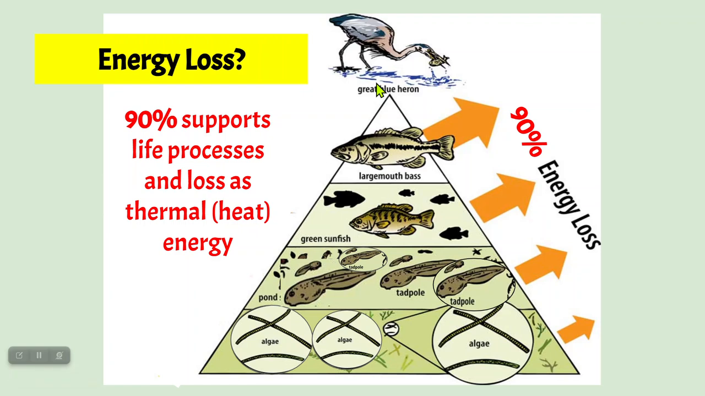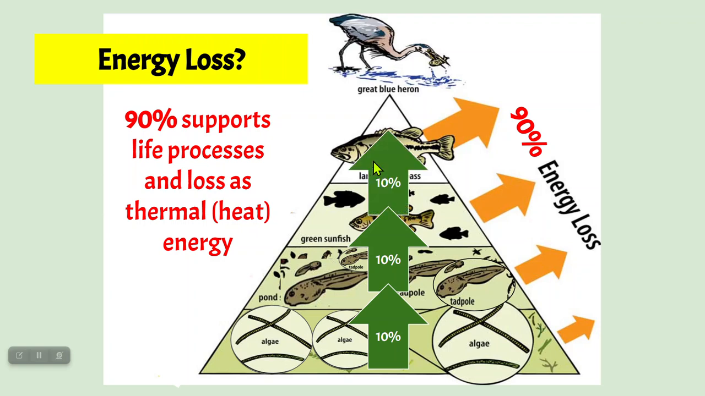It's lost because it's supporting all the life processes. Okay, 10%, however, does get to move on. So these tadpoles are eating algae. They get 10% of all of the energy that was available in that level. And then next, when that sunfish eats a tadpole, he gets 10% of the energy. Then finally, that bass is going to get 10% and the blue heron. We pass along 10% of the energy every time we go up one level.